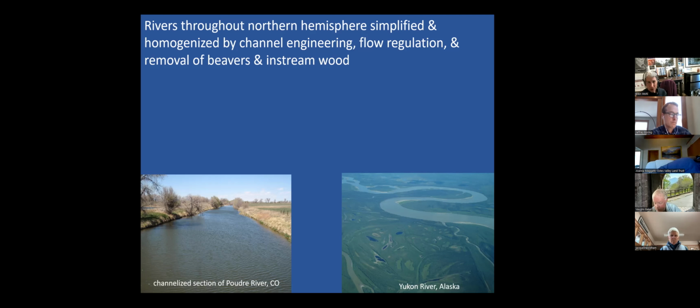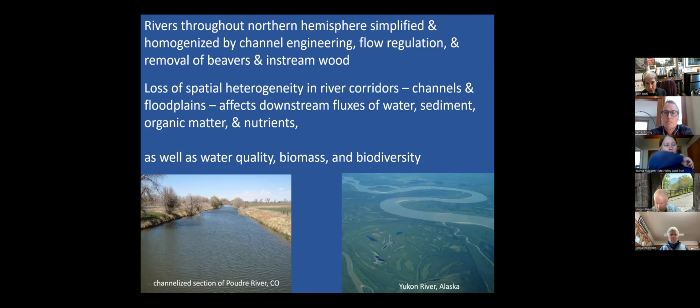So you can think of this simplification as a loss of spatial heterogeneity. Spatial heterogeneity sounds like a mouthful, but it's just referring to patches on the channel and the adjacent floodplain. You can see those in the example from Alaska. If you can see my cursor here, there's standing water in wetlands. These lighter green patches are ponds that have gradually filled in and are being colonized by different types of vegetation. So there was a lot more of this patchiness in river corridors, and I use river corridor to refer to the active channel and the floodplain.